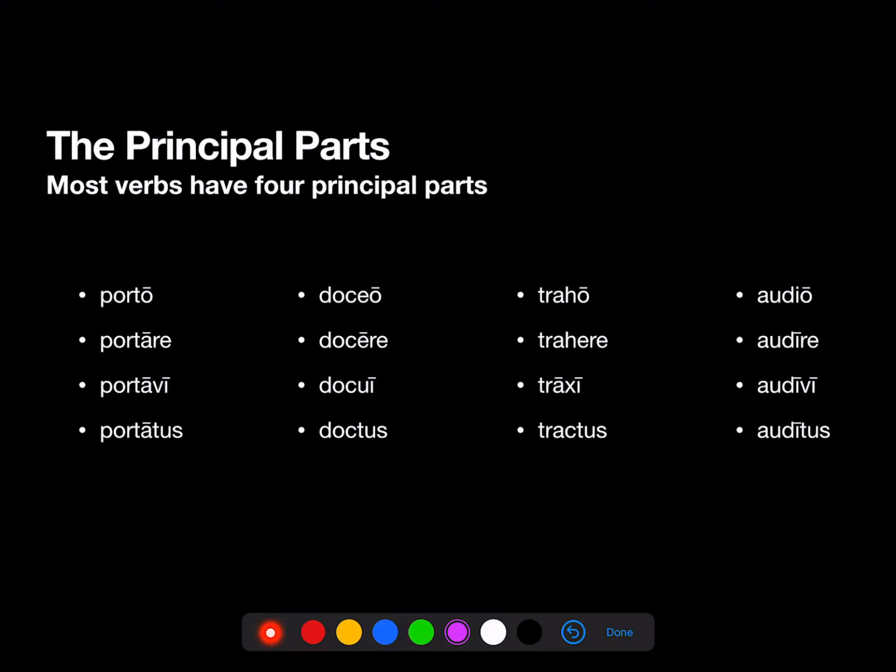Most verbs have four principal parts, and the verbs we're going to be working with today are porto, portare, portavi, portatus; doceo, docere, docui, doctus; traho, trahere, traxi, tractus; and audio, audire, audivi, auditus.